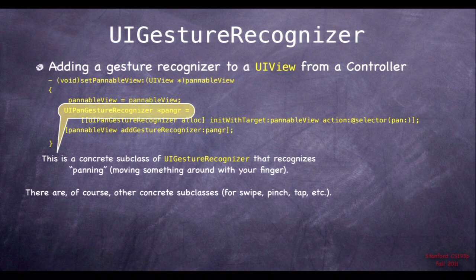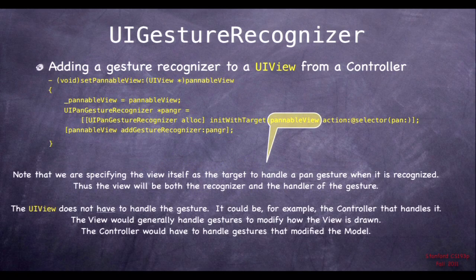And so now I'm creating a pan gesture recognizer. It's a concrete subclass of UIGestureRecognizer. It's called UIPanGestureRecognizer. There are other concrete classes, but in this case I'm creating a pan. And the initializer for any gesture recognizer is initWithTarget:action:. So it's kind of like target-action in a way. Not exactly the same, but kind of like that.